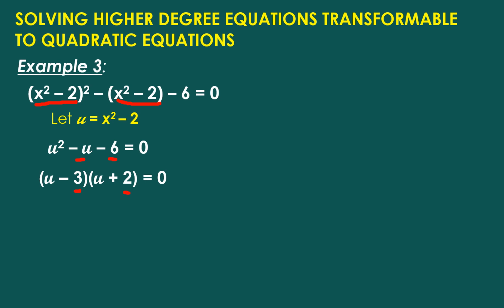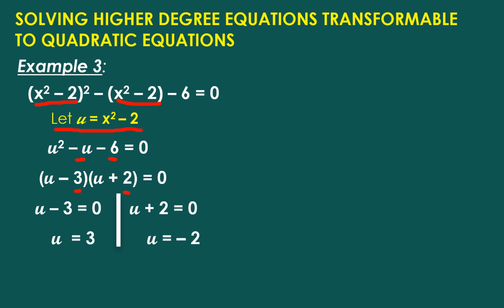This time, we have to equate to 0 and solve. We are going to have u minus 3 equals 0 and u plus 2 equals 0. U minus 3 equals 0 will be u equals 3, and u plus 2 equals 0 will be u equals negative 2. But this is not yet the final answer. Remember that we let u be equal to x squared minus 2.